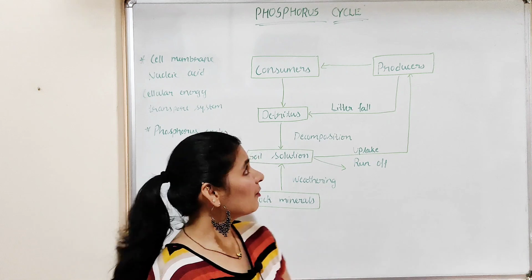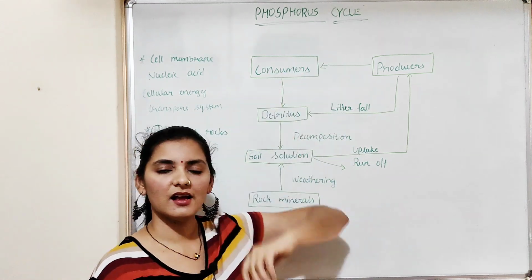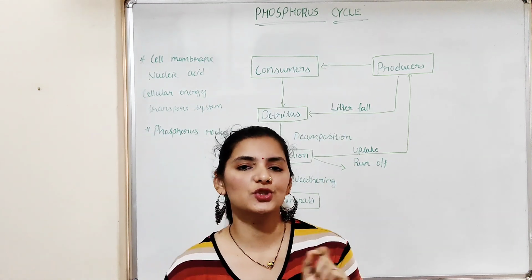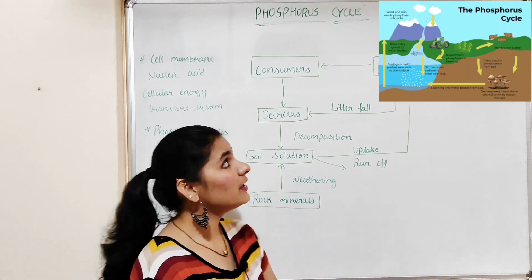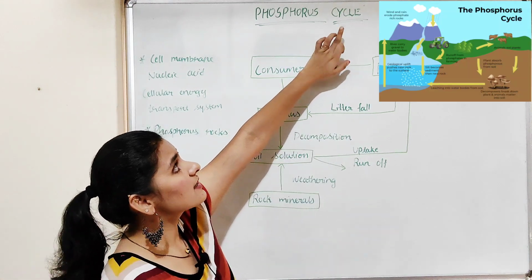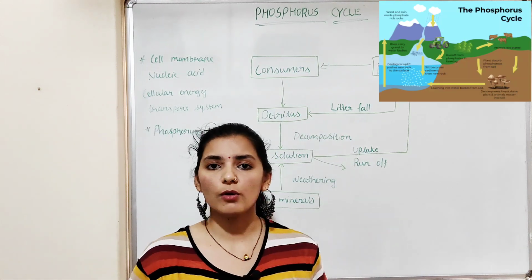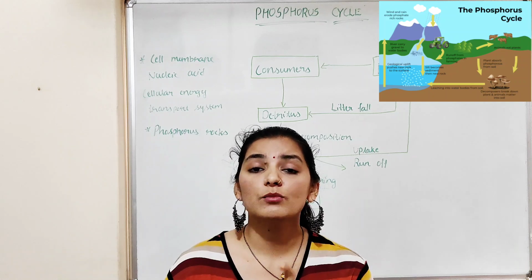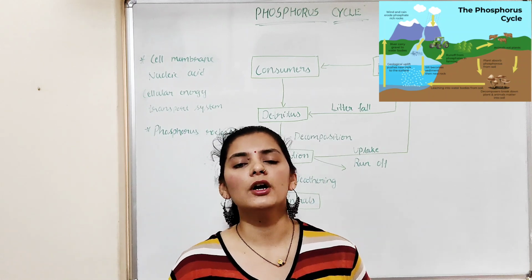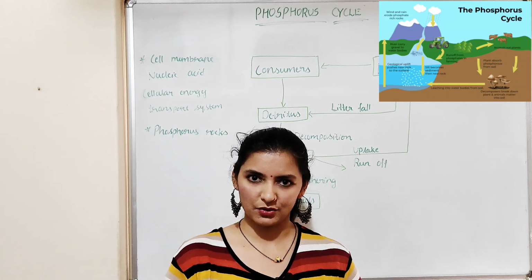In this video, I'm going to talk about the concept of the phosphorus cycle. The phosphorus cycle is a biogeochemical cycle. As the name indicates, the phosphorus cycle is a cycle of phosphorus in different forms on the earth, or a movement of phosphorus in different forms through the various components of the ecosystem.